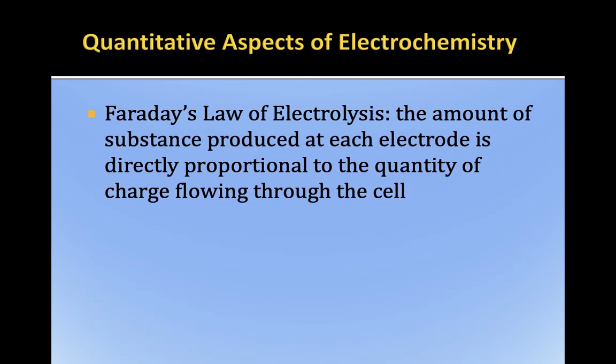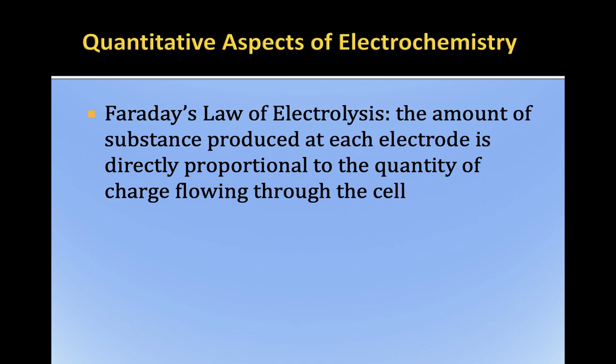And so Faraday's law of electrolysis: the amount of substance produced at each electrode is directly proportional to the quantity of charge flowing through the cell. And so as the charge that we're actually applying to our substance gets greater, if we have more electrical charge going over a course of time, we're going to be able to plate out more metal on our surfaces, or more at each cathode and anode. And so we can actually quantify this.